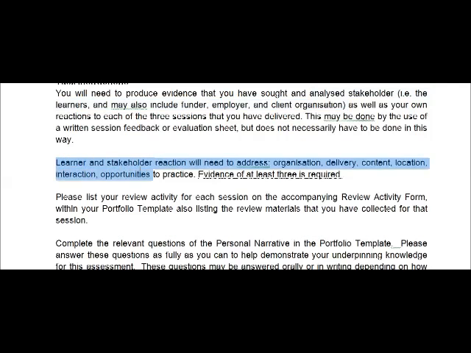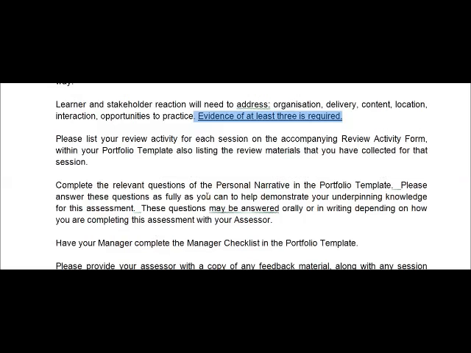Learner and stakeholder reaction will need to address the organisation, how you organised and planned for your training, the delivery of it, the content, the location, the amount of interaction that happened during each session, and the opportunity for them to actually practice, to put into practice the learning that you taught them. Now, evidence of all of that for 3 sessions you'll need to provide. Now, we'll look at some tools shortly and how you can do that.